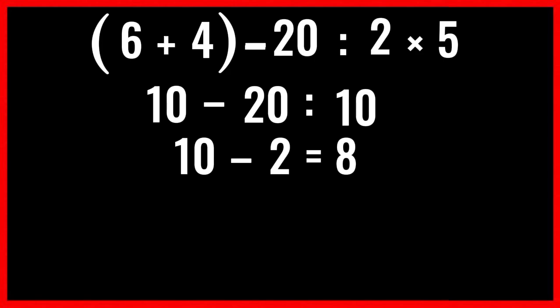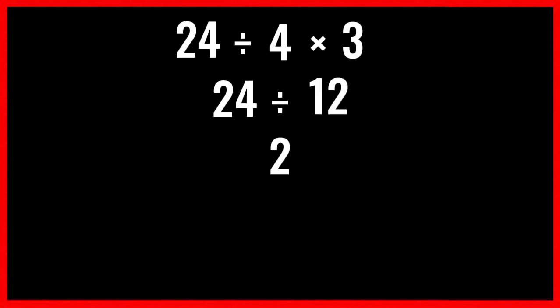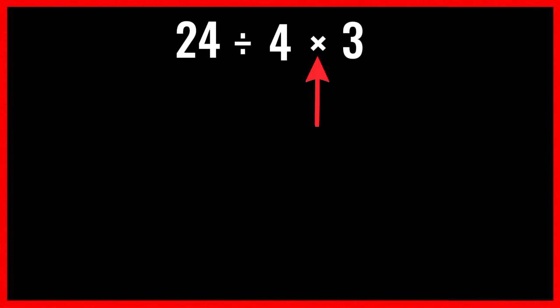Here's another quick example. Consider this expression. 24 ÷ 4 × 3. Some people multiply 4 × 3 first and get 12. Then they divide 24 by 12 and get 2. But that's incorrect. The correct method is to go from left to right.